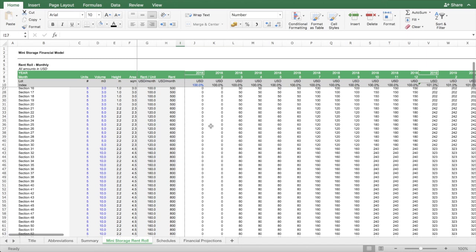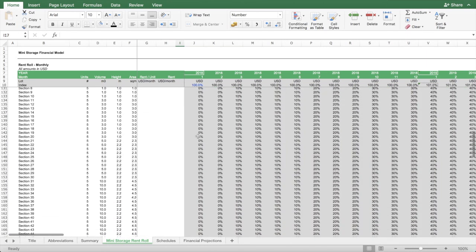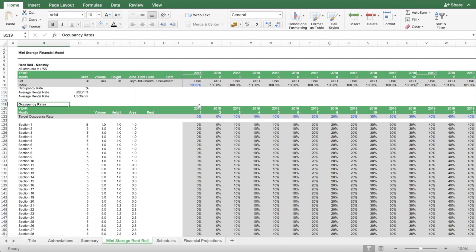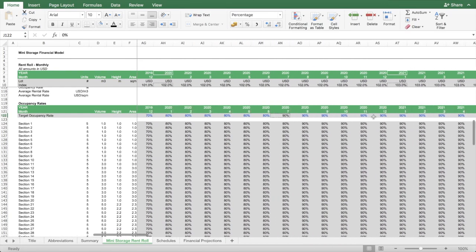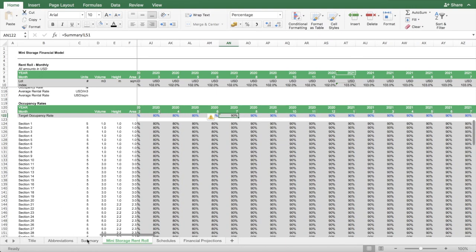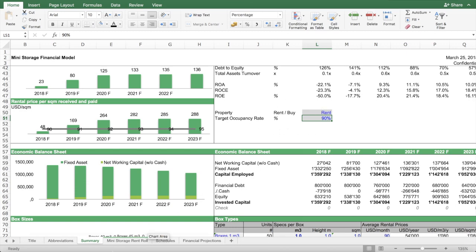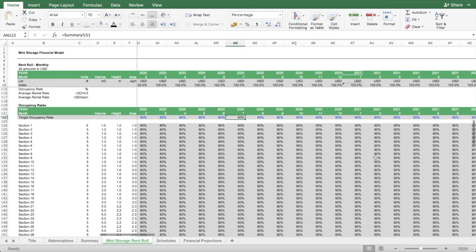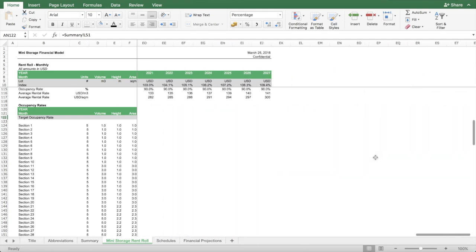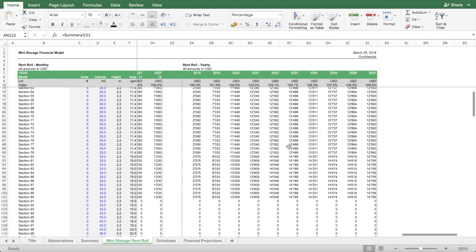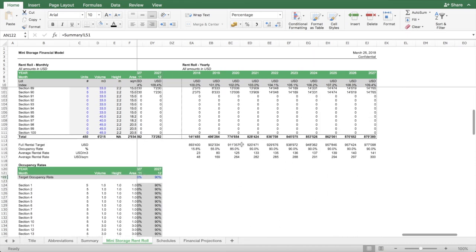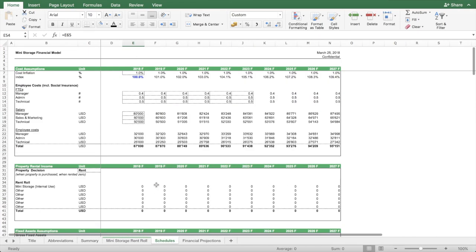A bit further down below, you have a ramp-up schedule included, meaning you are basically forecasting the occupancy rate to change. You start with a business fully empty, you fill it up, and at the end you end up with a target occupancy rate. This comes from the executive summary. And this way, you build the rent roll of the mini storage business. You have a next sheet with more detailed schedules for the business.